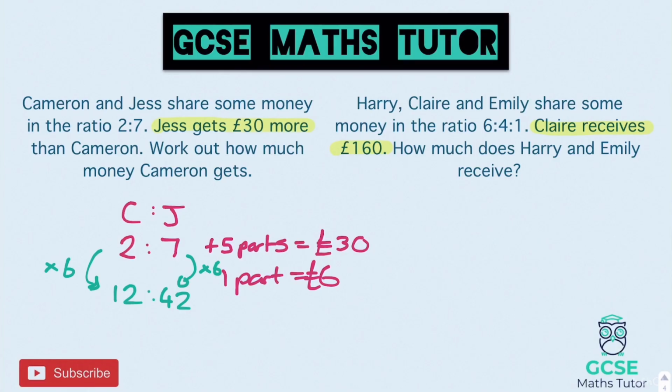Right, there we go, so there's our first answer for that one, 12 and 42, and again you could add those both together. It says how much does Cameron get, so our answer there is 12, but obviously it could have asked how much Jess got or how much they both got, but obviously there you can see the difference between them is 30, so you know you're correct at that point.